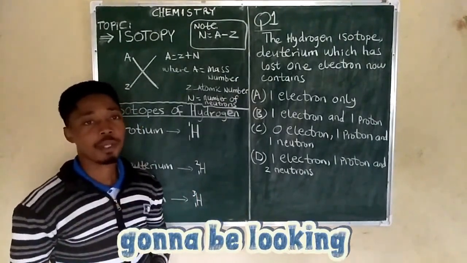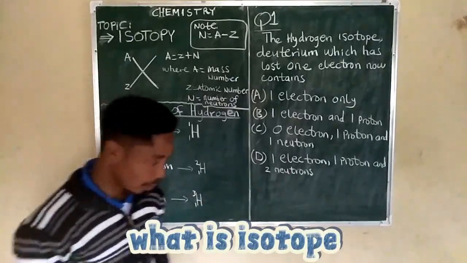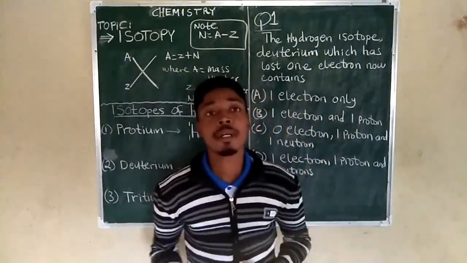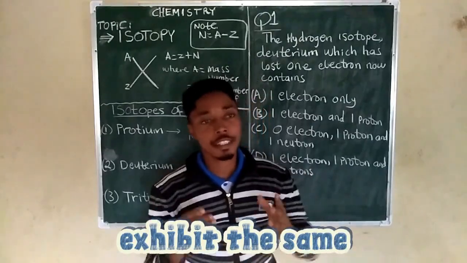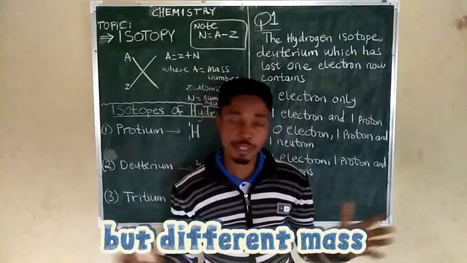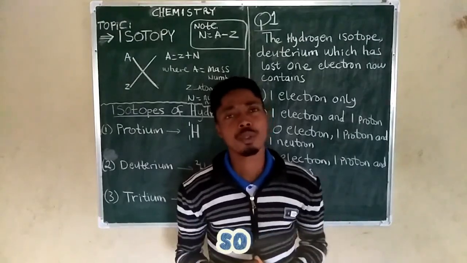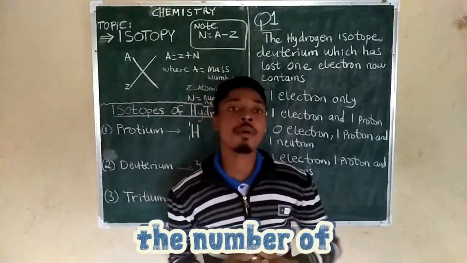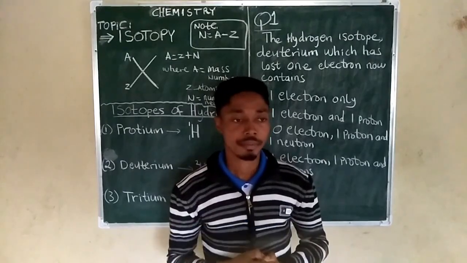Today we are going to be looking at isotopy. What is isotopy? Isotopy is a phenomenon whereby atoms of an element exhibit the same atomic number but different mass numbers. Why is this so? This is due to differences in the number of neutrons present in these atoms.